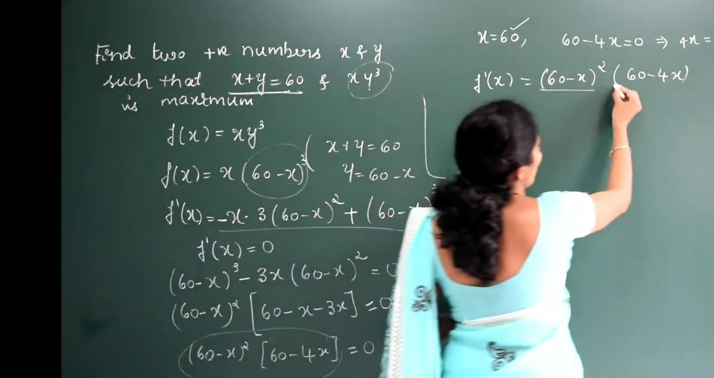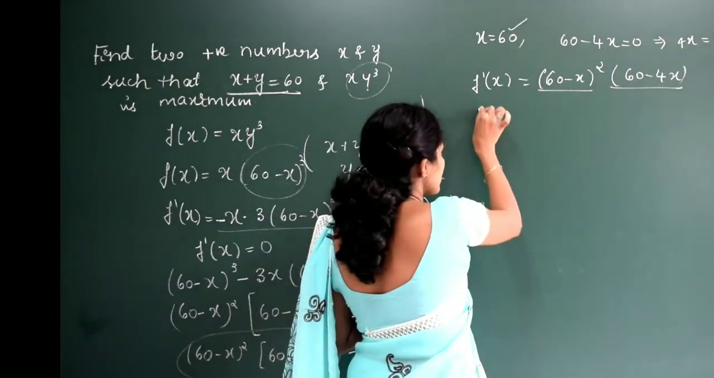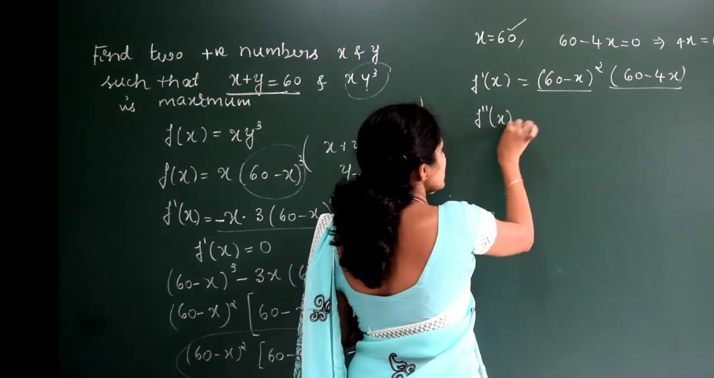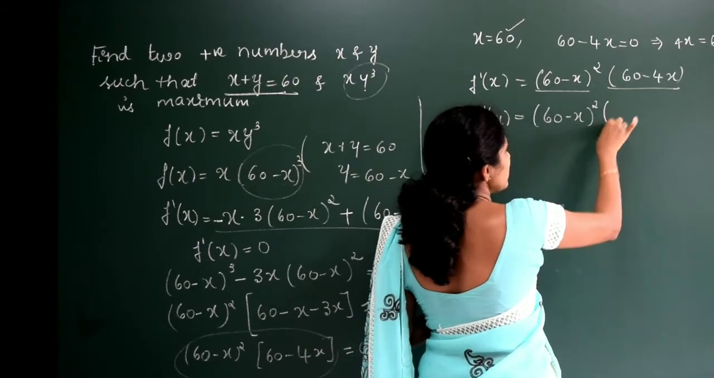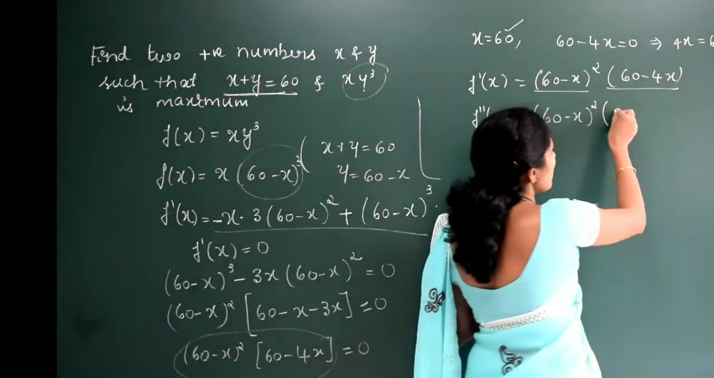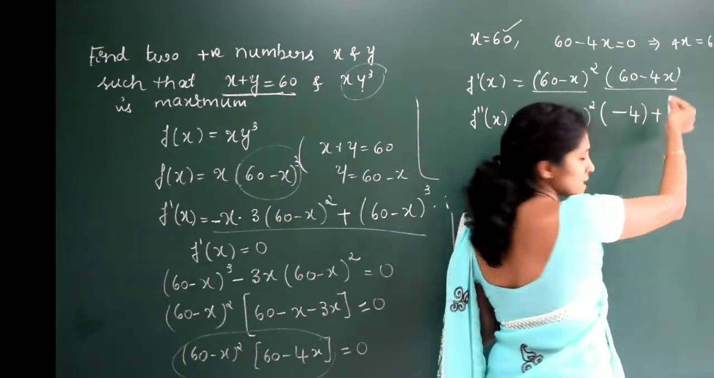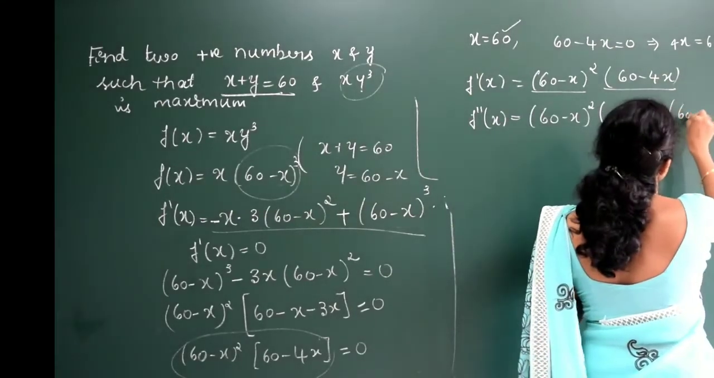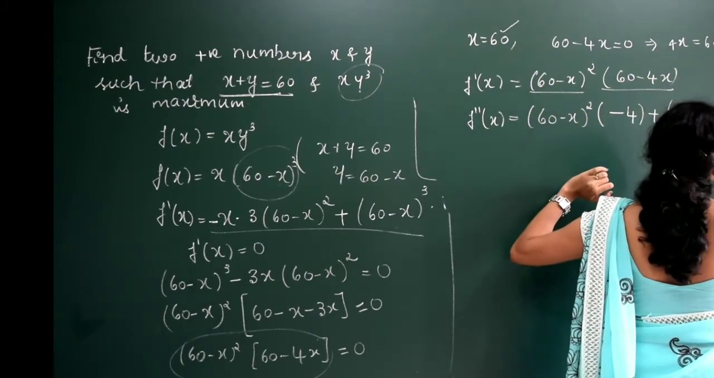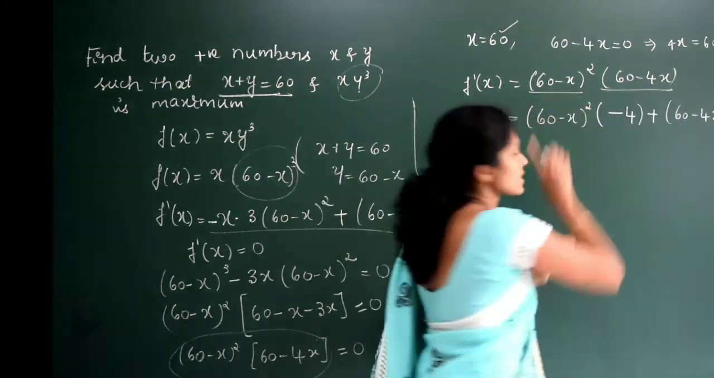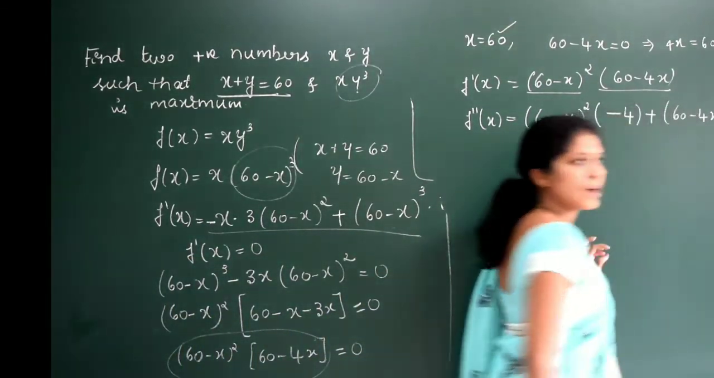To differentiate this, obviously here two functions are there, right? We need to apply the product rule. We differentiate: f double dash of x is equal to first function as it is, the (60 minus x) whole square into derivative of (60 minus 4x), which will be 0 minus 4 into 1, right? Plus we will keep the second function as it is, 60 minus 4x, into derivative of this, which will be 2 into (60 minus x) and derivative of (60 minus x) will be 0 minus 1, so this is multiplied by minus 1.